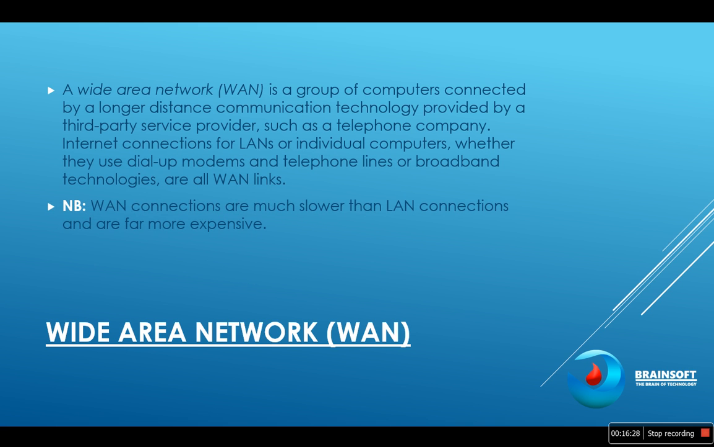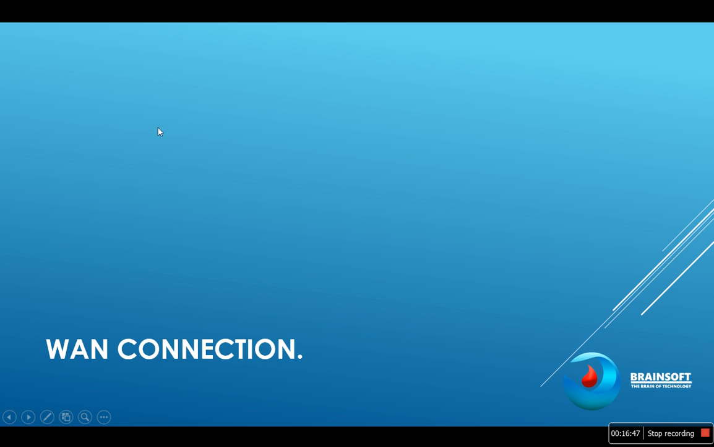Now, note this: WAN connections are much slower than LAN connections. It's true, because of the distance. They are very, very slow compared to LAN. LAN is very fast, but WAN is more expensive than LAN. They are really, really expensive. Now, let me show you another WAN connection.